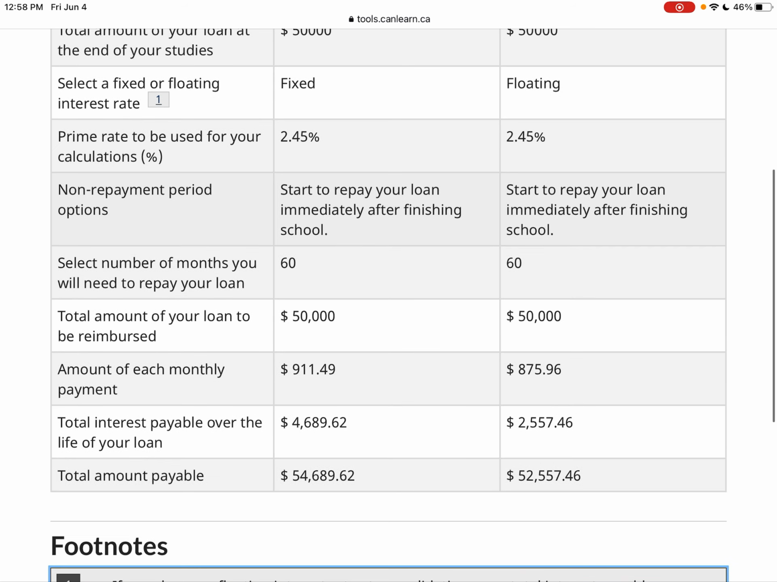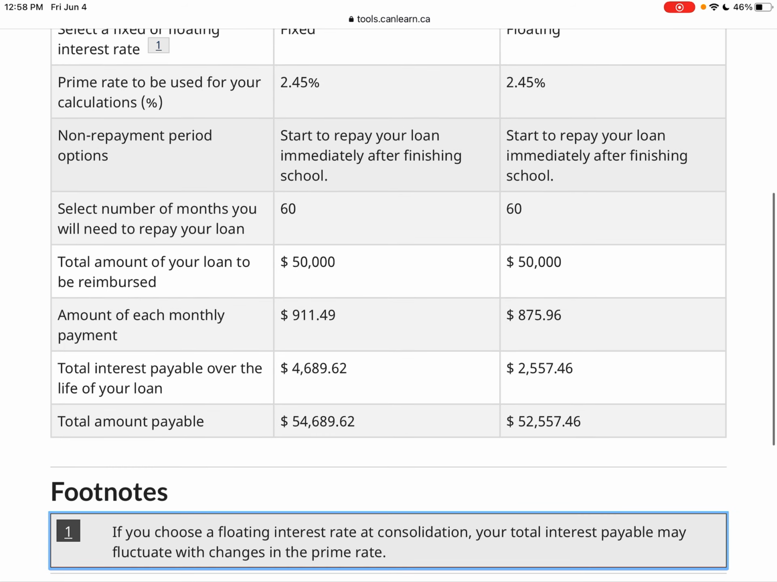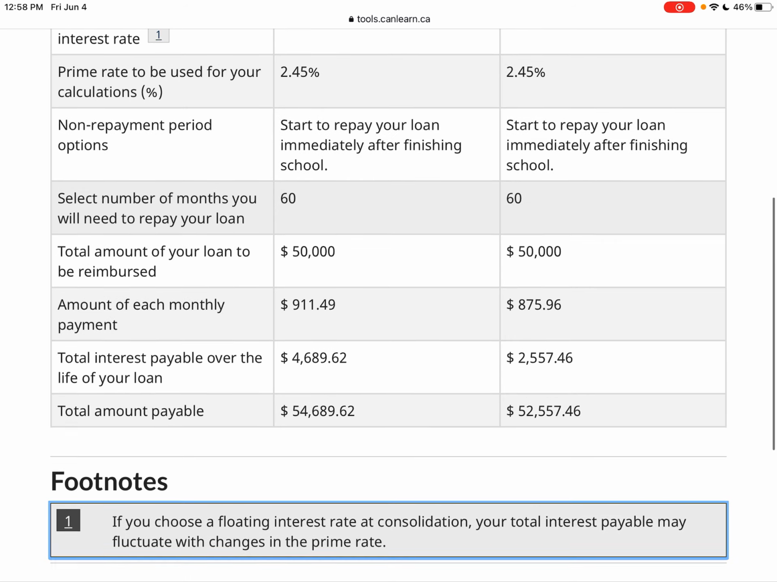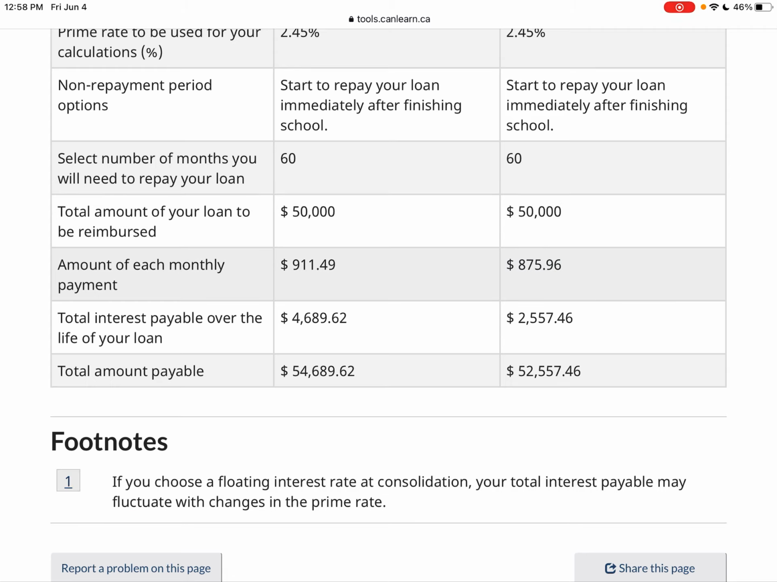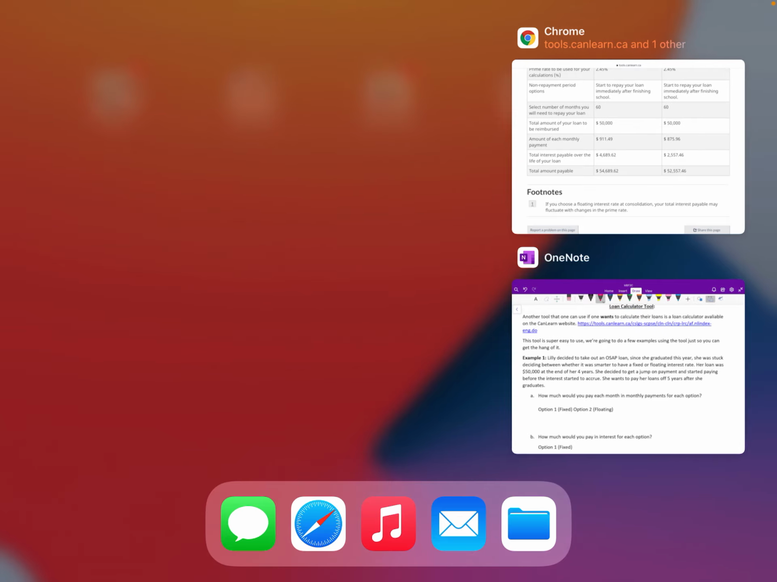So if you had a floating interest rate and you started paying off your loan immediately after school, right, you'd pay it for 5 years. The total amount you'd owe is $50,000. The amount of your monthly payments would actually go down, so it would be $875.96, and then over the course of your loan, you'd actually pay a lot less. You'd pay about $2,557.49. So for a total payable of $5,257.49, right? So in this situation, you can just go back and write those numbers in.